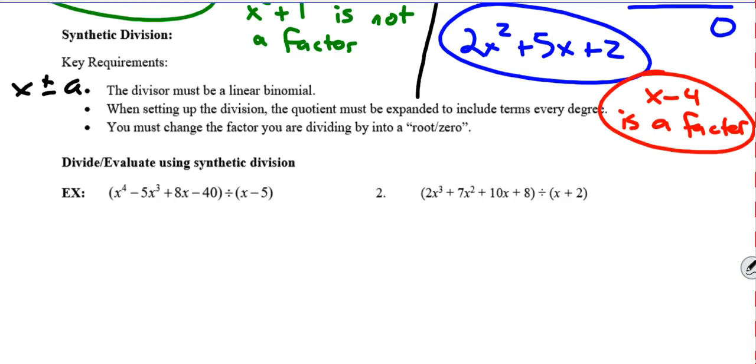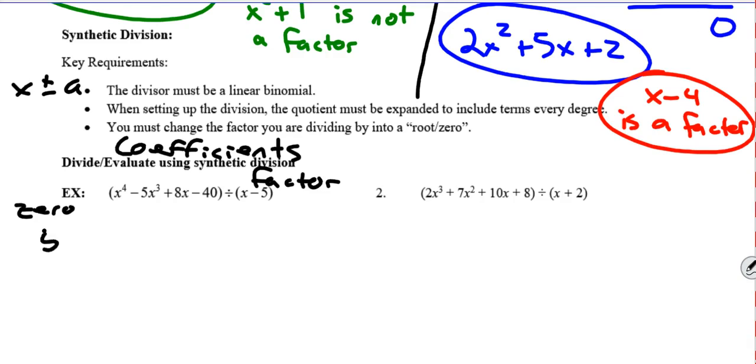Okay, so you're just using the coefficients of each term. You still need to have placeholders. But what you use for the divisor, if we're seeing if this is a factor or not, you need to use the 0 of that factor. So instead of using x minus 5 as the divisor, you use 5. And you have a different setup here.